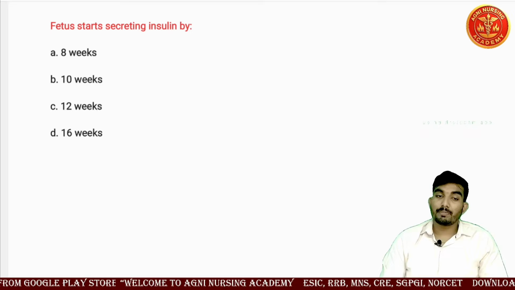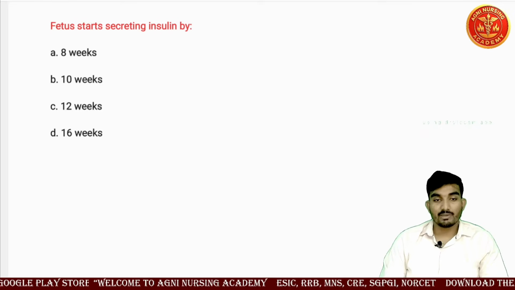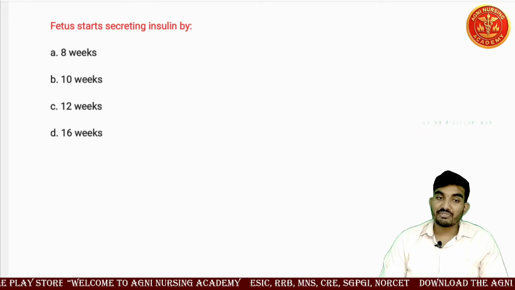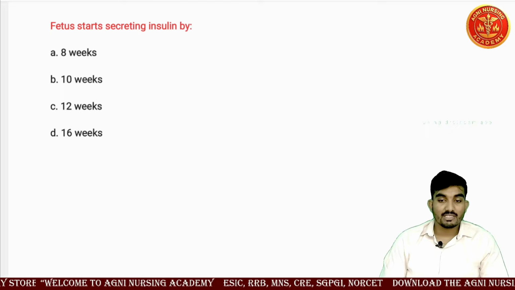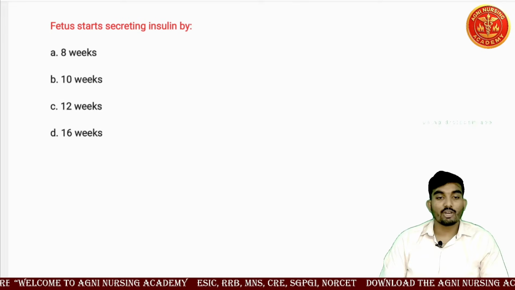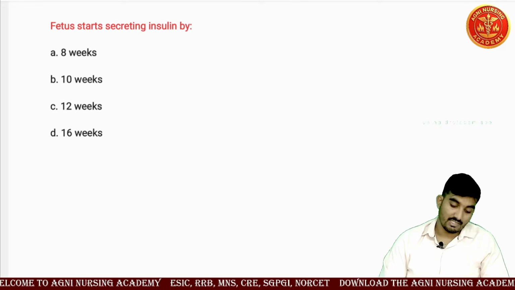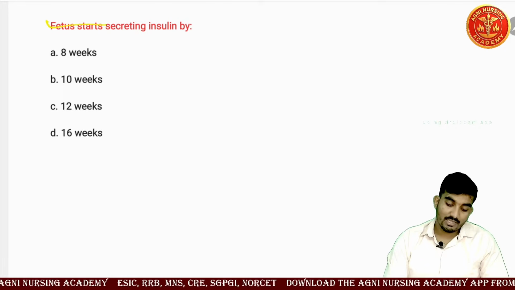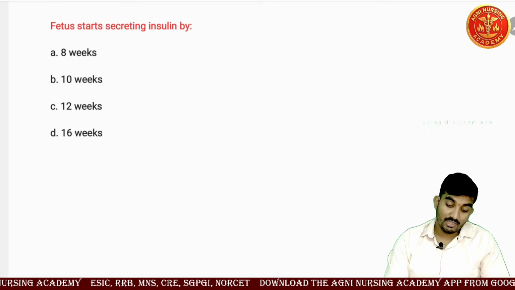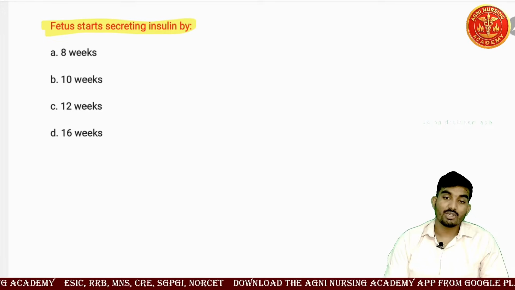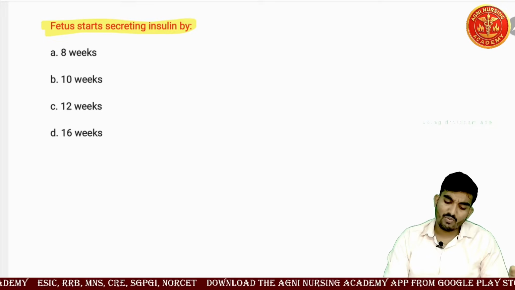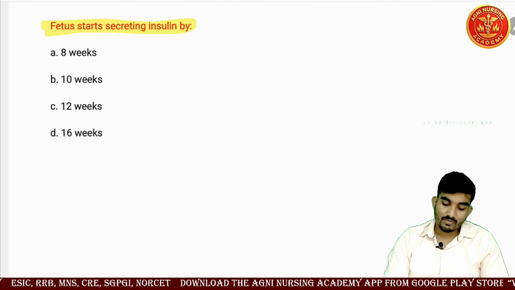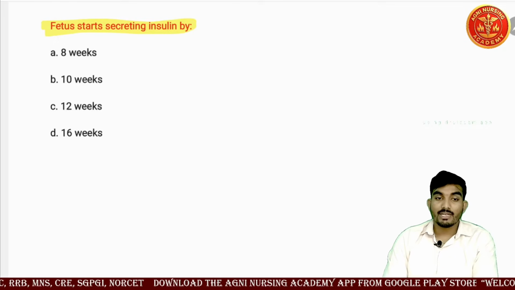The fetus starts secreting insulin at option A, 8 weeks, option B, 10 weeks, option C, 12 weeks, and option D, 16 weeks. The question asked is, in which week does the fetus start secreting insulin? We'll see the options one by one.